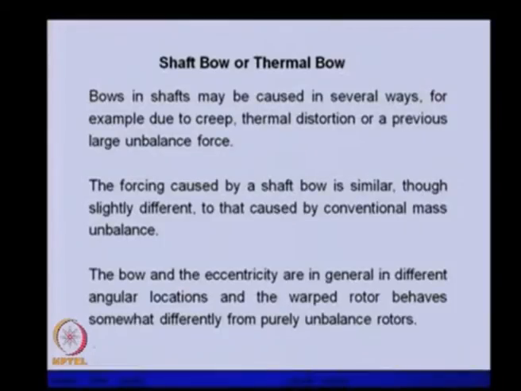Next category of fault is the shaft bow or thermal bow, as we have seen in the previous discussion. These bows in shafts may be caused in several ways, for example, due to creep, thermal distortion, or a previously large unbalanced force. The forcing caused by a shaft bow is similar to, or slightly different from, that caused by conventional mass unbalance. The bow and the eccentricity are in general at different angular locations, and a warped rotor behaves somewhat differently from a purely unbalanced rotor. So, unbalanced and bent rotors have slightly different behavior.